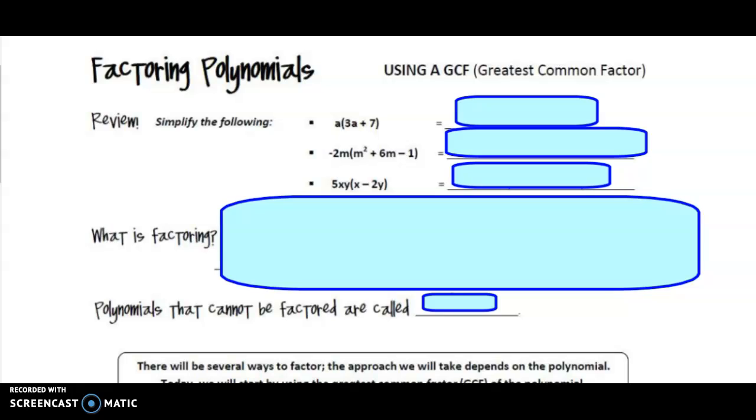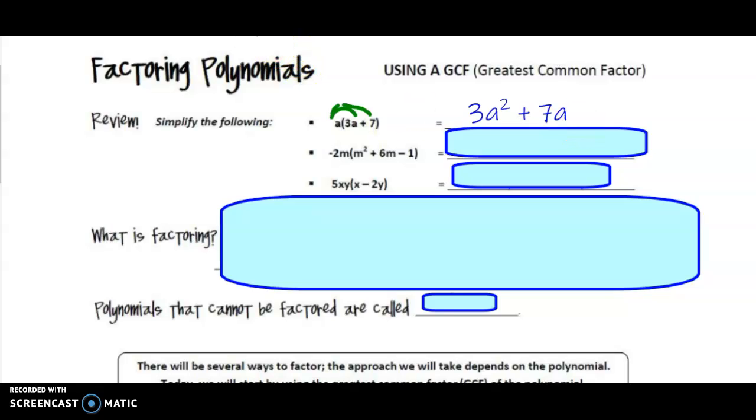So for the first problem, hopefully you've already done the notes on distributive property review. We're going to distribute this a to both parts of the parentheses. Remember, when you multiply, you add exponents. So a times 3a will give me 3a squared, because both of those a's have a 1 as an exponent. So 1 plus 1 gives me 2. That's why it's 3a squared. a times 7 is just 7a.